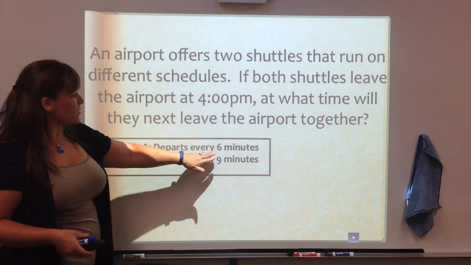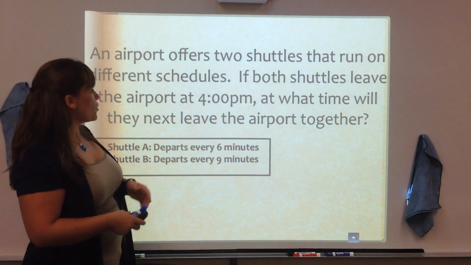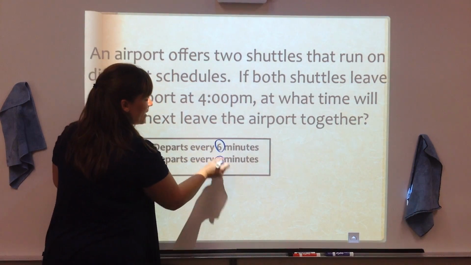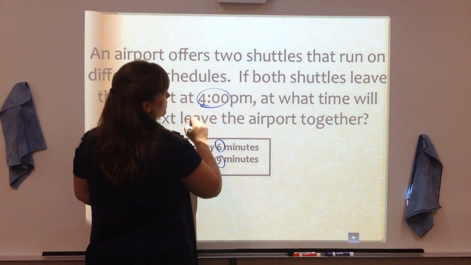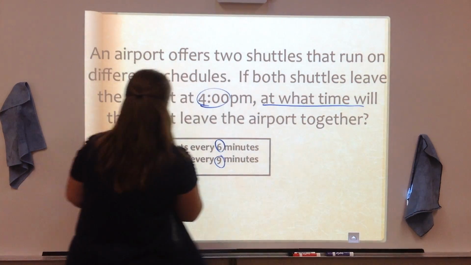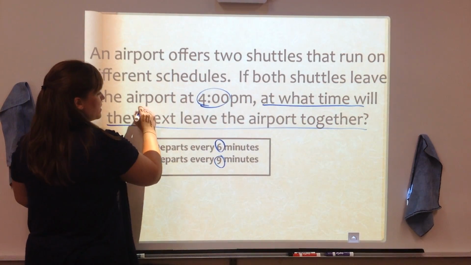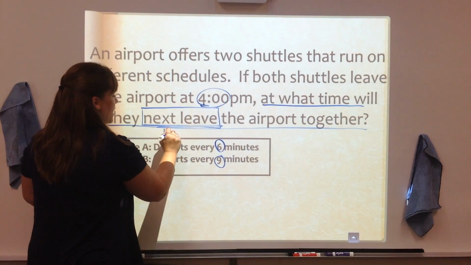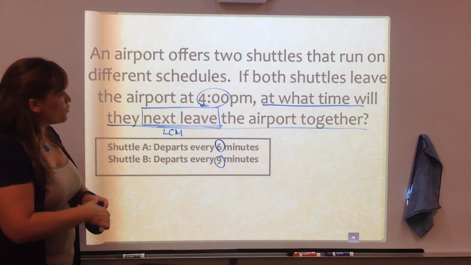And so now we have the information here. The shuttle A departs every 6 minutes, and shuttle B departs every 9 minutes. So the important information to find LCM and GCF of is actually the 6 and the 9. The 4 o'clock is important as well, but for later. And this is the question. At what time will they next leave the airport together? This next leave, it's happening again. That's LCM. Notice I'm marking up my problem according to the cube strategies.